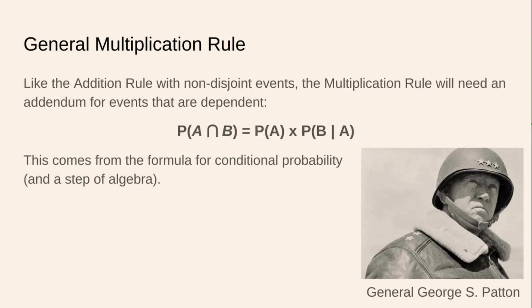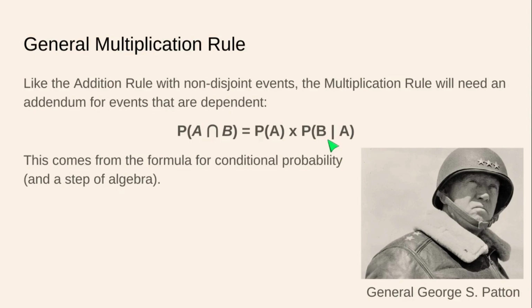Like the addition rule with non-disjoint events, if two events are not disjoint, if they can happen at the same time, we needed to alter our addition rule to make a general addition rule. The multiplication rule will need an addendum for events that are not independent. So for dependent events, if the occurrence of one affects the probability of the other, the probability of A intersect B, the probability of A and B happening at the same time, is equal to the probability of A times the probability of B given that A has happened, all right? And this comes from the formula for conditional probability.